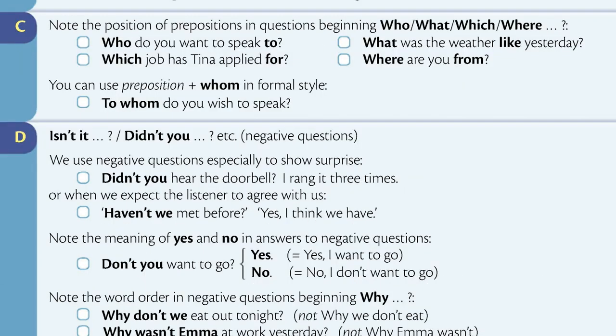Section C. Note the position of prepositions in questions beginning who, what, which, where. Who do you want to speak to? What was the weather like yesterday? Which job has Tina applied for? Where are you from? You can use preposition plus whom in formal style. To whom do you wish to speak?